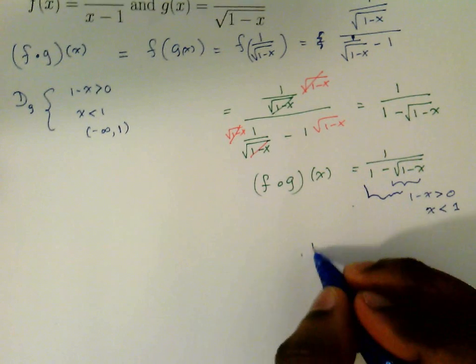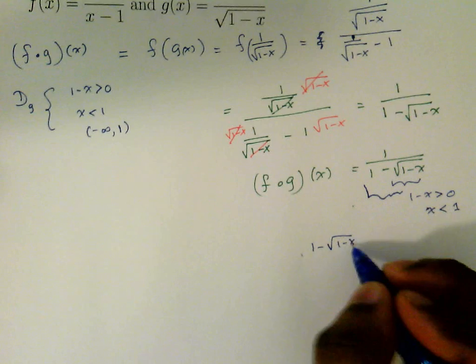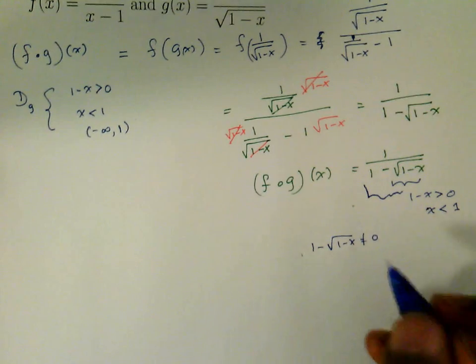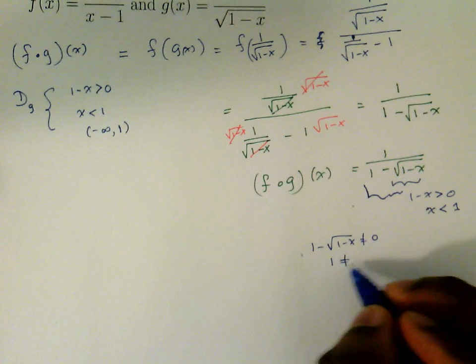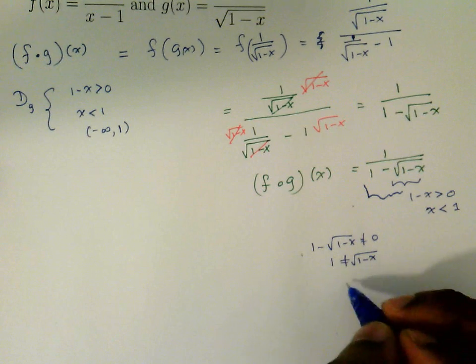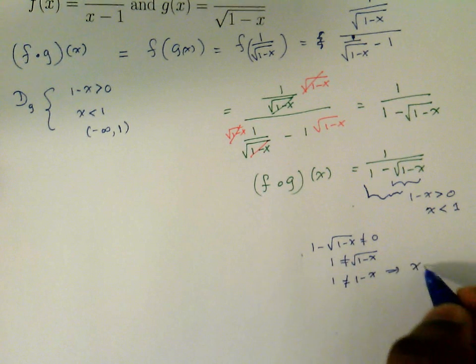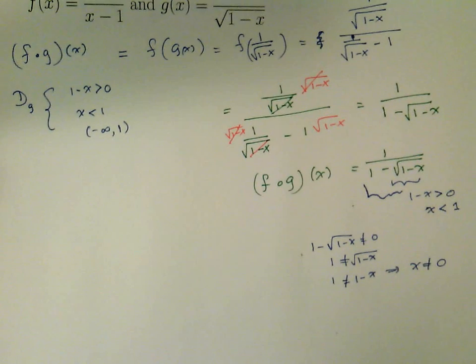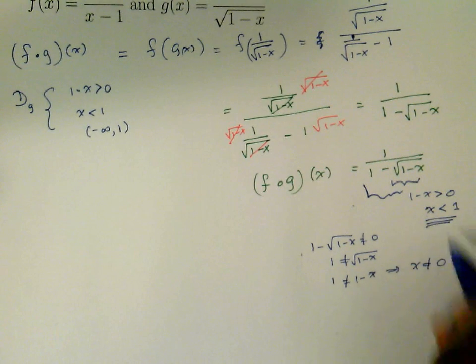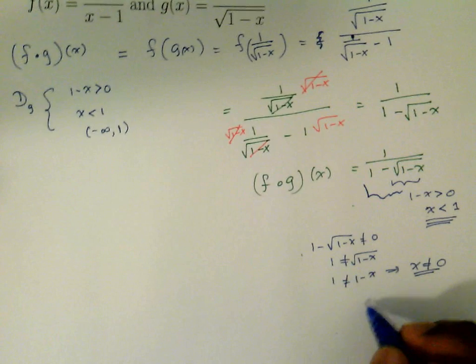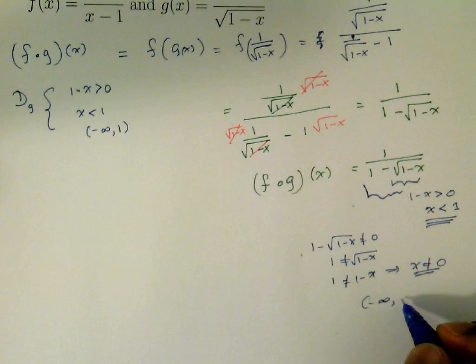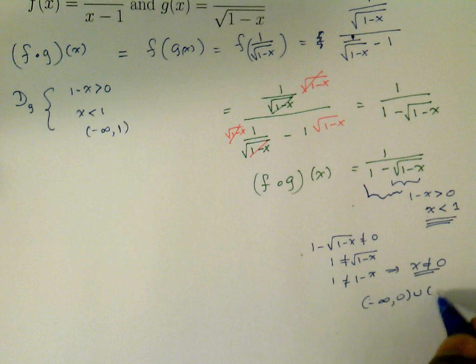whole thing says 1 minus square root of 1 minus x is not equal to 0. So that would be 1 not equals square root of 1 minus x. Square both sides. 1 not equals 1 minus x, so x not equals 0. So x is less than 1 and x is not equal to 0. That would be negative infinity to 0, and then 0 to 1.